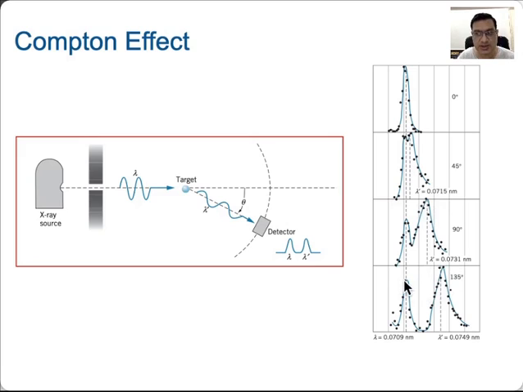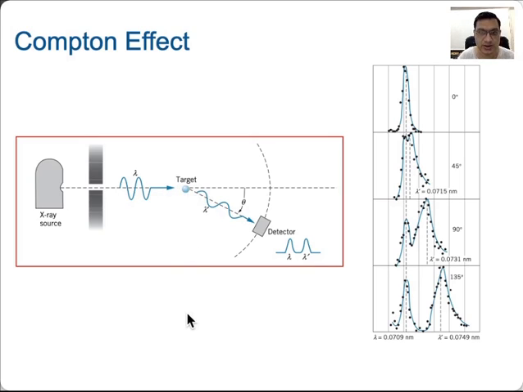Moreover, the distance between the primary peak at lambda and the secondary peak at lambda prime increases as a function of theta, and the secondary peak becomes more prominent as the angle increases. This was a very surprising observation that Compton made when he scattered X-rays from the target.